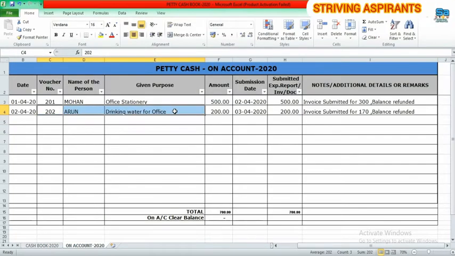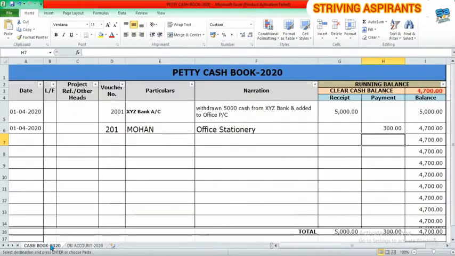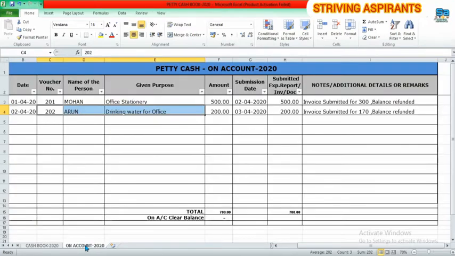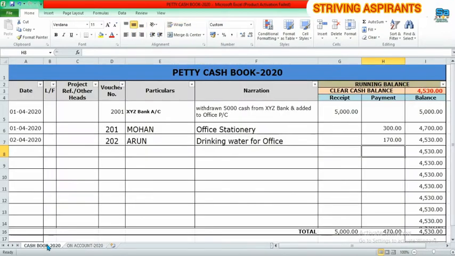Now come back to the main sheet, cash book 2020. Now we have to enter the transaction here, the amount taken by Arun. For the voucher number we have to give 202. The purpose or narration is drinking water for office. Now the amount we have to give is 170 only. 200 he took, but the invoice submission is only for 170. So whatever invoice submitted amount, we have to give in the main sheet.